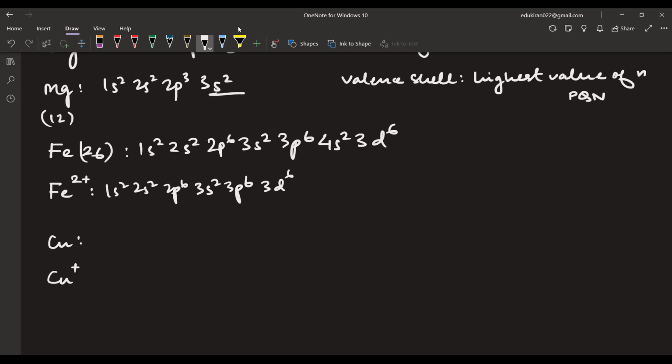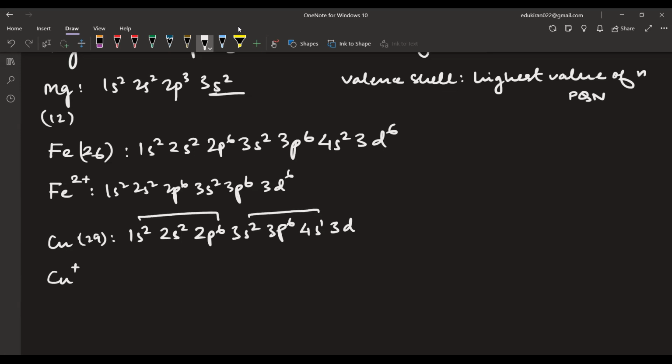Iram, tell me. Electronic configuration for copper, 29. 1s2, 2s2, 2p6, 3s2, 3p6, 4s1, 3d9. Add it up, now how much is it? This is 10, oh sorry, 3d10.